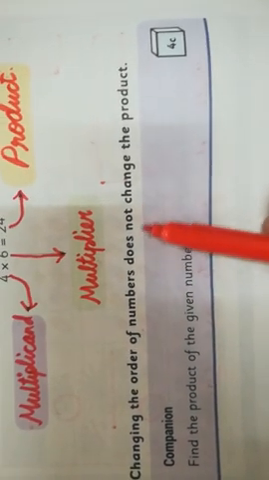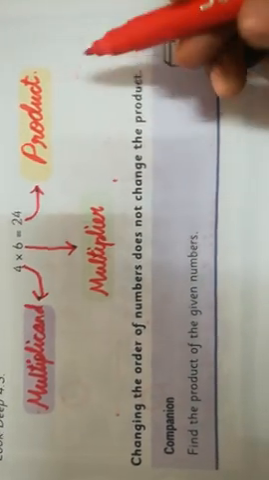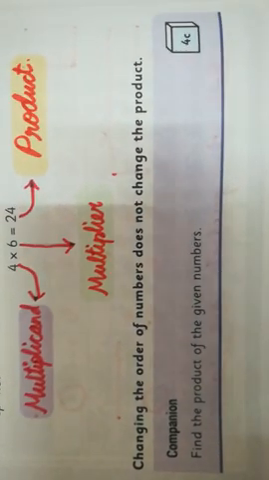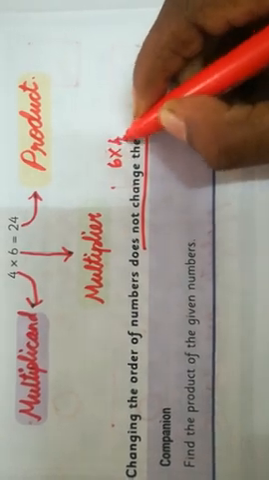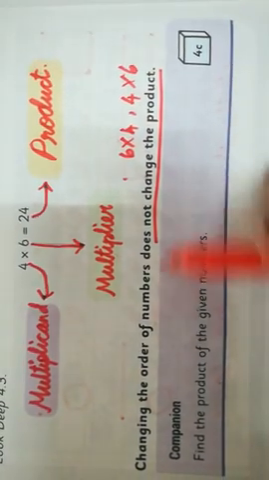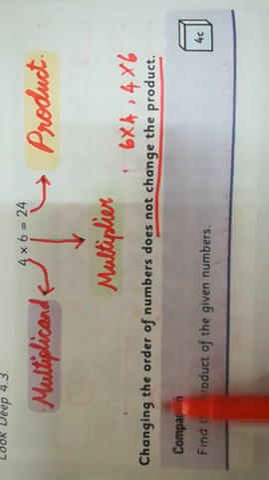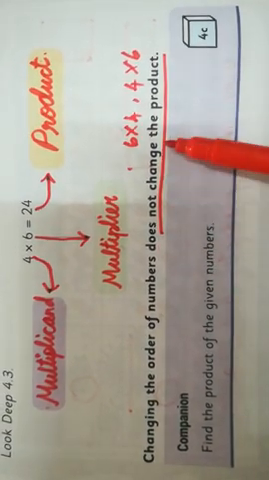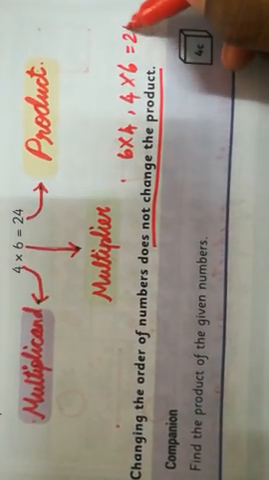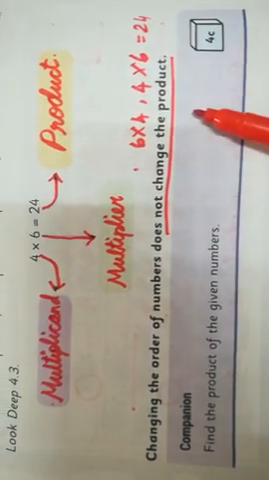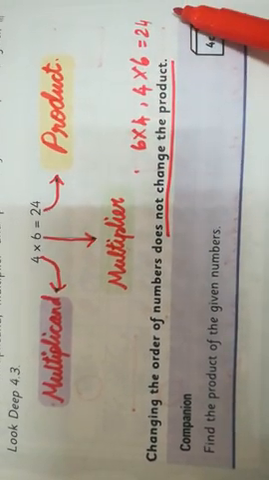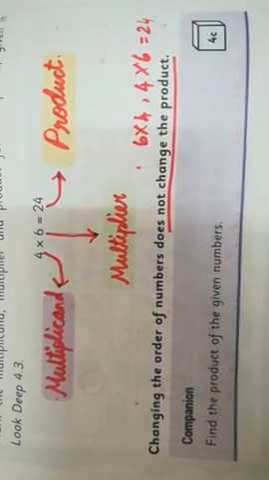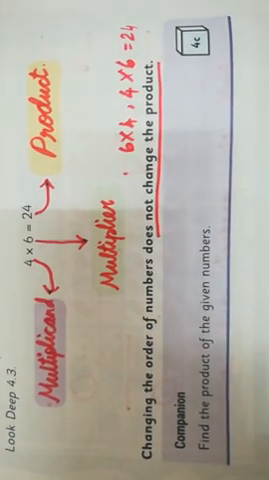Next, changing the order of numbers does not change the product. This is the last example explanation, children. Because we are seeing 6 into 4 and 4 into 6 will be the same. That's what is explained here. Changing the order of numbers does not change the product. The answer is 24. See, 6 into 4 is also 24, and 4 into 6 is also 24. Changing the order does not change the product.